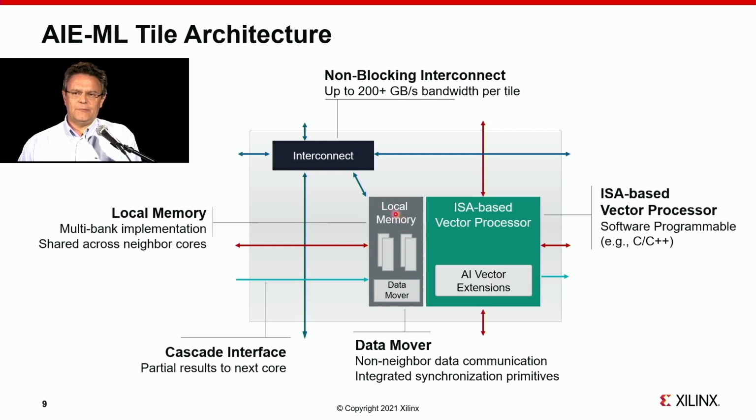local data memory. This memory is implemented as a multi-bank memory with multiple banks in order to provide high bandwidth and integrates a micro DMA that enables the movement of data while the core is computing. The final third component of this architecture is the non-blocking streaming interconnect, which provides high bandwidth between the different adjacent tiles.